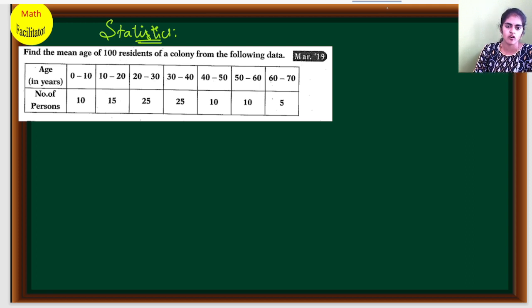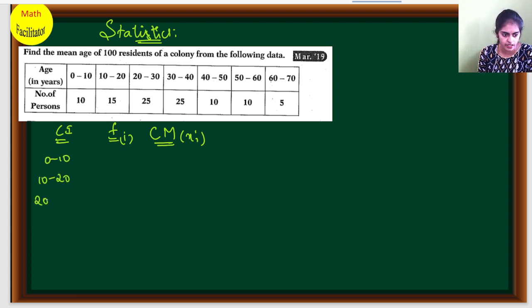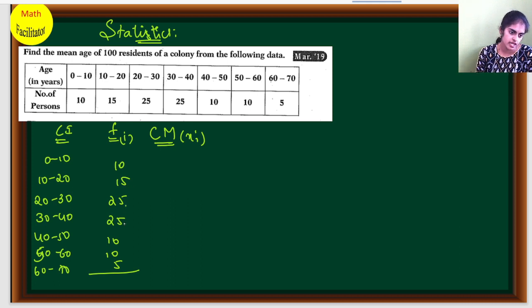So the mean of 100 residents of a colony is given to you. Firstly, the class interval is given and the frequency is given. Whenever the mean is needed, you have to find the class mark, which is xi, and this is fi. The class intervals are 0 to 10, 10 to 20, 20 to 30, 30 to 40. Also check whether it is continuous. It is continuous: 30 to 40, 40 to 50, 50 to 60, 60 to 70. Now the frequencies are 10, 15, 25, 25, 10, 10 and 5. Check the sum of frequencies, it comes to 100. Check whether you got the same, check your calculations.